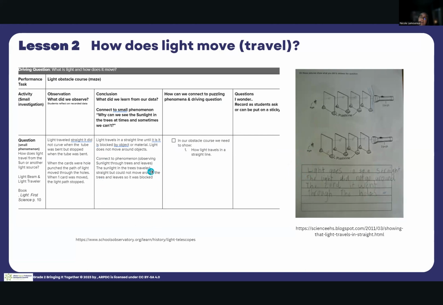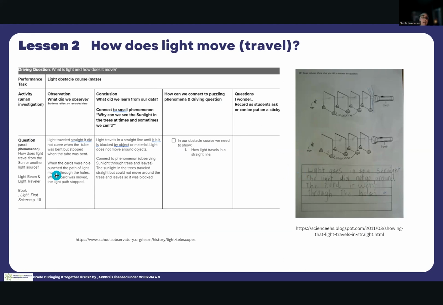That's what "determine" means, to draw conclusions, right? So here we have our small investigation. We want to know why this is, thinking about the tree, they're going to come back to it, right? So light did travel. This is about the beam of light with the tubes. Light traveled in a straight line, it did not curve.